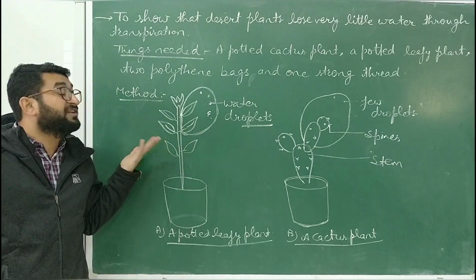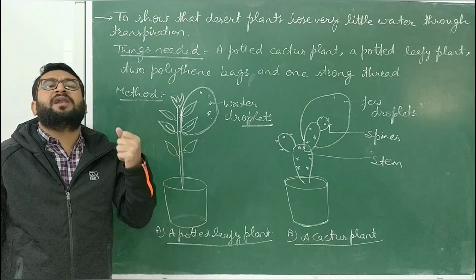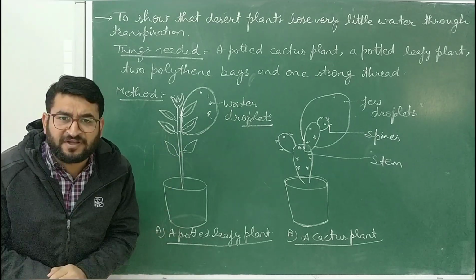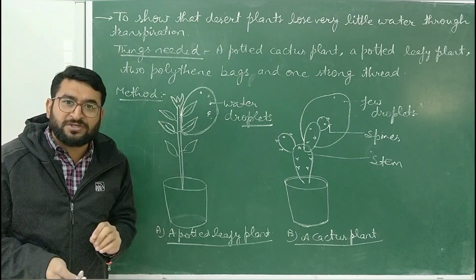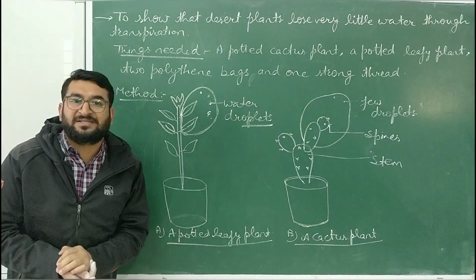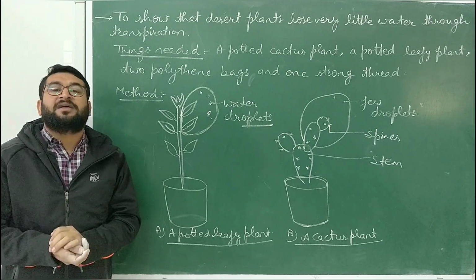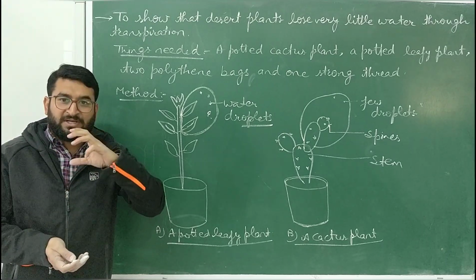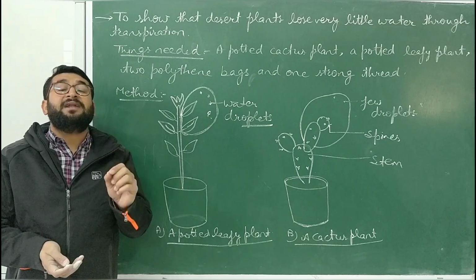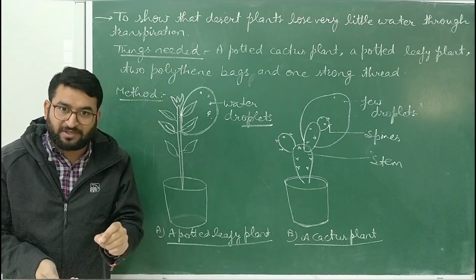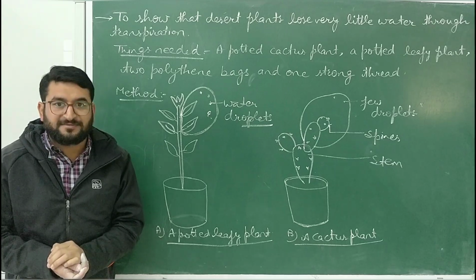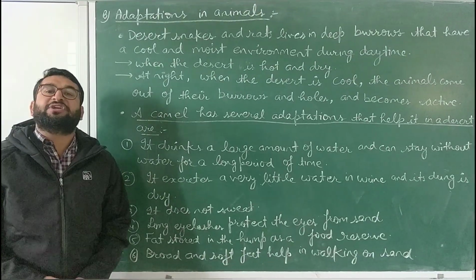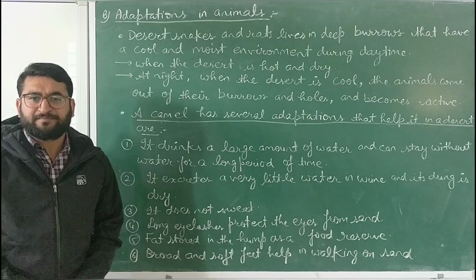Whereas the plants which have leaves lose a large amount of water in the form of transpiration. So this activity has the conclusion that desert plants are well adapted to the hot conditions and they do not lose water, which is available in very small amounts in the deserts. Now we discuss adaptation in the animals.